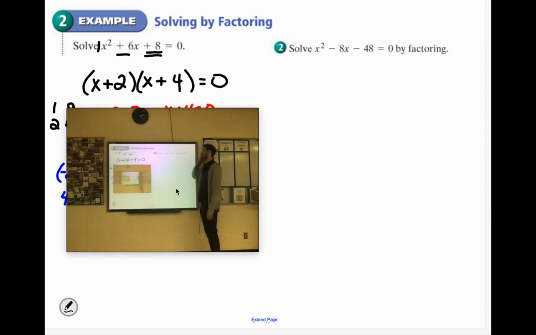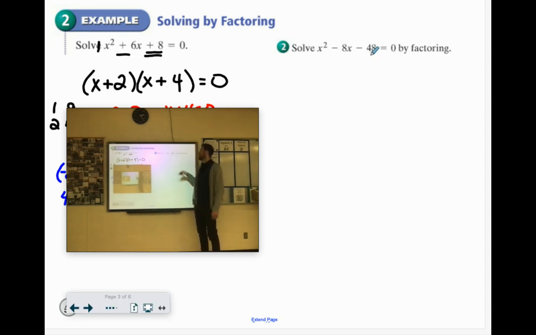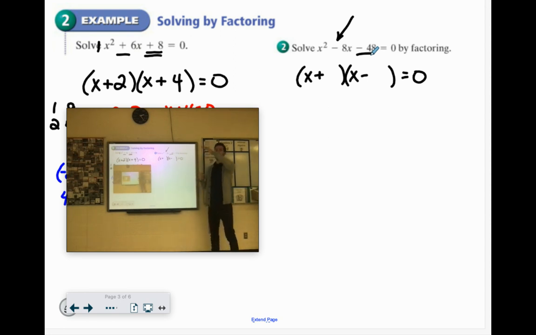Over here, x squared minus 8x minus 48. This one ends in minus. When it ends in minus, you know it has to be one positive and one negative. Now, since they add up to negative 8, that means our bigger number will go with the minus. So we're looking for a set initially that is 8 apart.